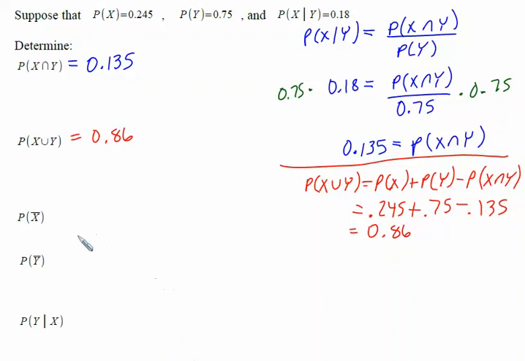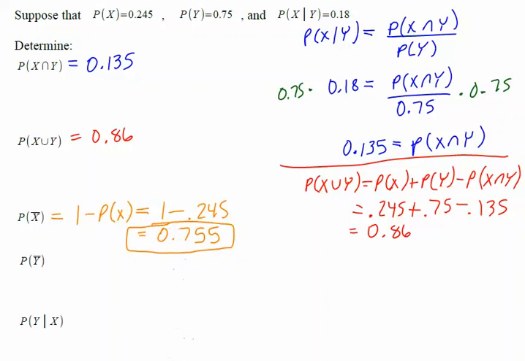Now for the probability of x complement, it's just 1 minus the probability of x. Basically, the complement of x, with the bar on top, means everything except x. So 1 is a perfect probability, like 100%. If we subtract away the probability that x happens, we get the probability that x does not happen. So this is 1 minus the 0.245 that we were given up above, and when we take 0.245 away from 1, we get 0.755. That would be the answer for the probability of the complement of x.